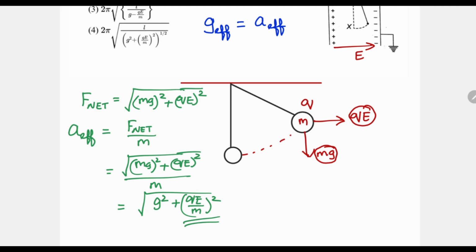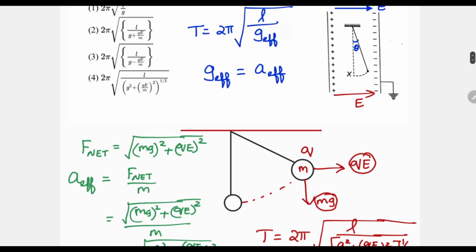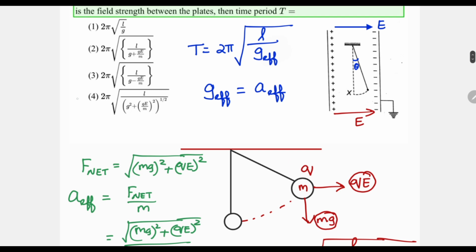Now time period. We need the expression for time period. So T is equal to 2 pi into root of L by g effective or a effective, we got it as (g square plus (qE by m) the whole square) the whole raised to 1 by 2. So our answer will be the fourth choice. The best matching is the fourth choice.